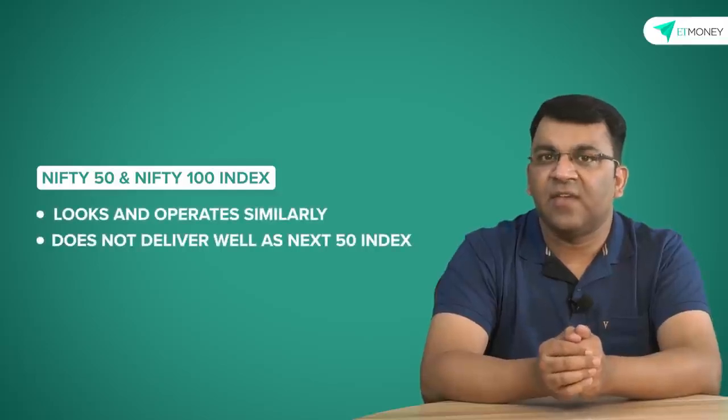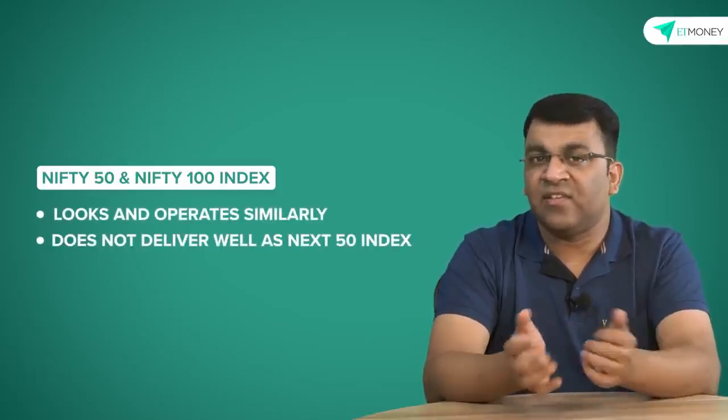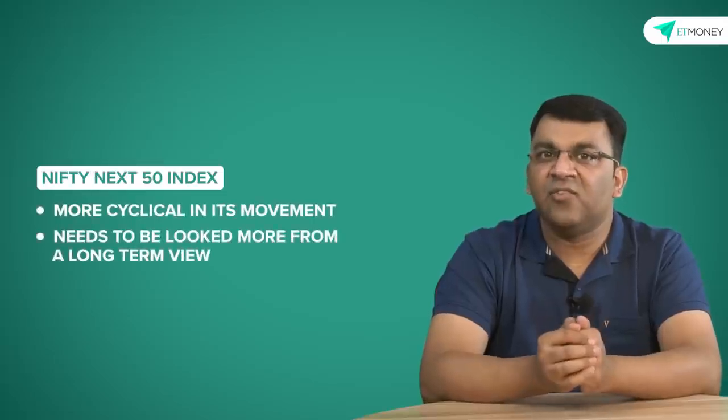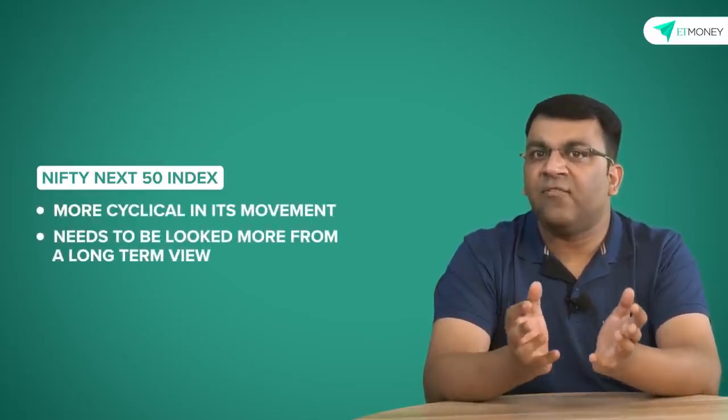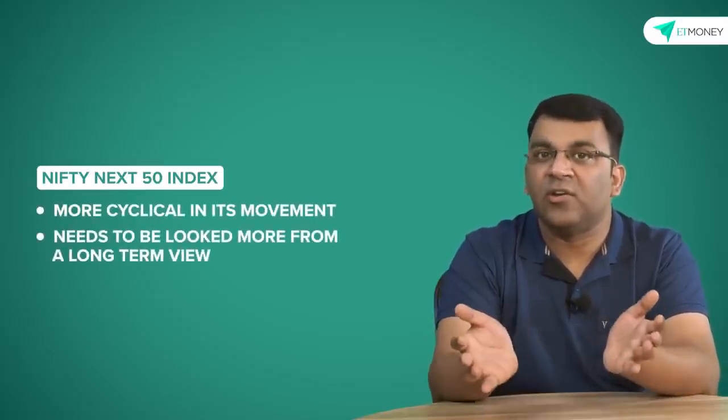So to put it all together, each of the three large cap indices we have discussed today have a different composition of holdings, returns and risk structure. The Nifty 50 and Nifty 100 look and operate like first cousins but have not delivered as well as the Next 50 index. Likewise, the Next 50 is more cyclical in its movement, which means one might have to look at this index more from a long-term view.